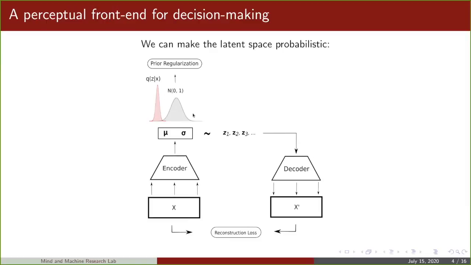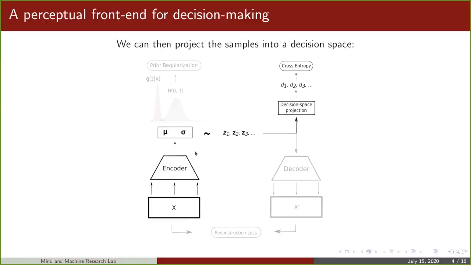Now, once we train this in an unsupervised way, we can just take the inference network, generate samples from it, and make decisions with them. So we can use some function to project them into decision space and train these. For example, if it's a binary decision, we can train it with cross entropy to make these decisions as close as possible to the correct one.